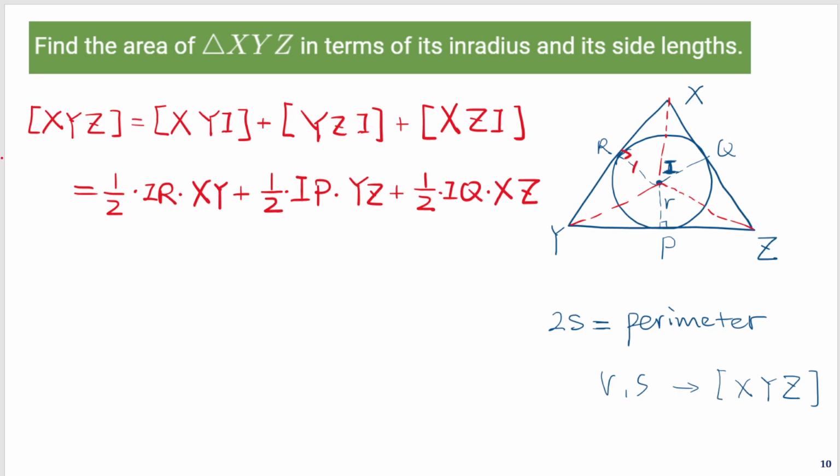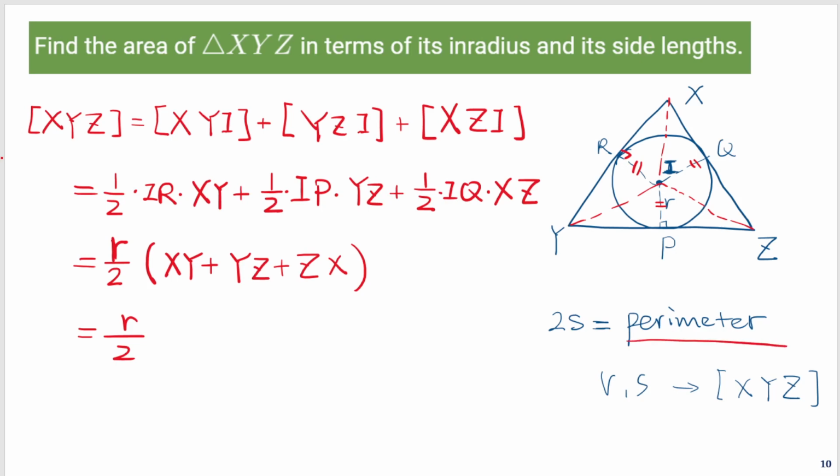Because we know IR equals IQ equals IP, all of them are length R, right? So we can put a common factor 1/2 of R in front, 1/2 of R times the sum of XY plus YZ plus ZX, right? And we know the length of XY plus YZ plus ZX is the perimeter, which is 2s, right? So that equals 2s, and eventually that gives us R times S. Did you get it?